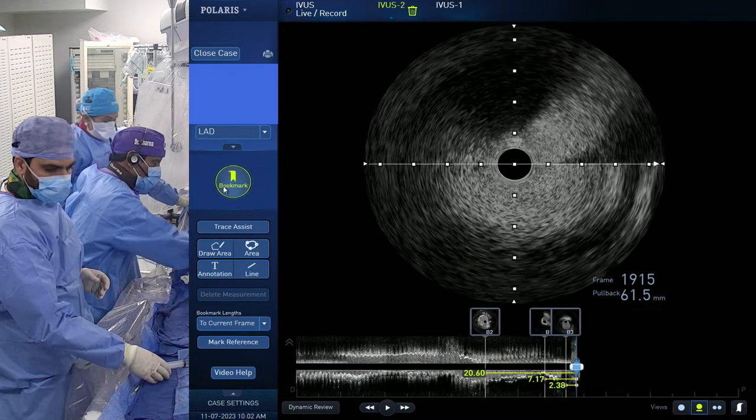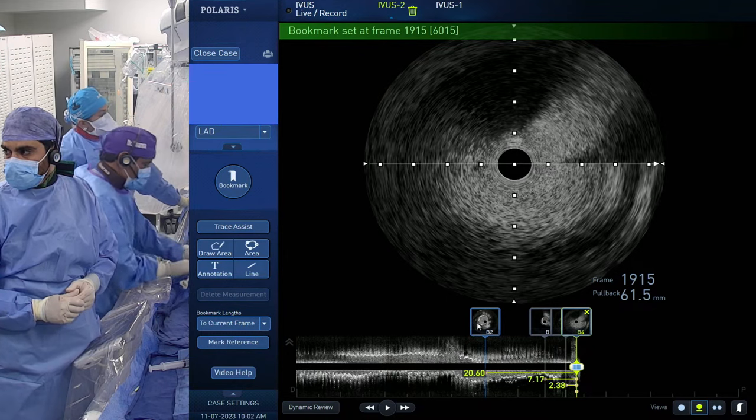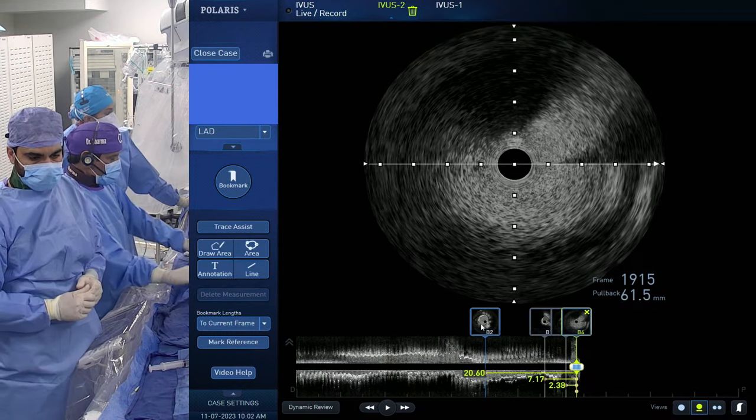My IVUS is saying 23. What does your IVUS say? Actually, from the ostium of the LAD to the edge of the stent is 20 by the IVUS. So 23 is a good overlap. Yeah, we need a little overlap.